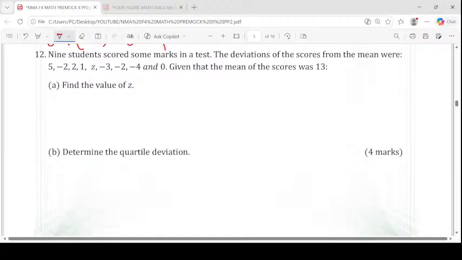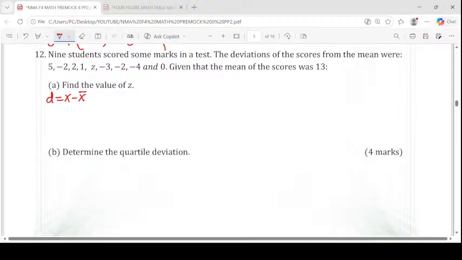So we have the column for the marks, given that the mean of the scores is this. How do we get the deviations from the mean? Deviation from the mean is given by x minus x bar. But what is our x bar here? The mean is 13. So d is given by x minus x bar, and these are the deviations from the mean.